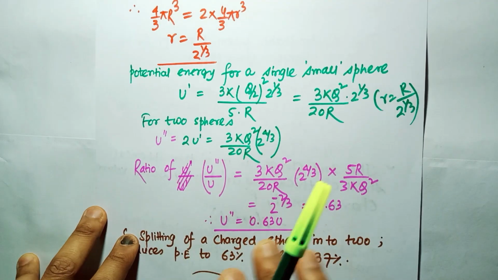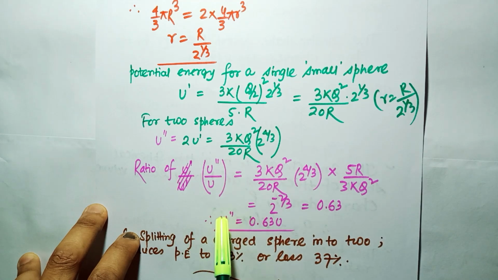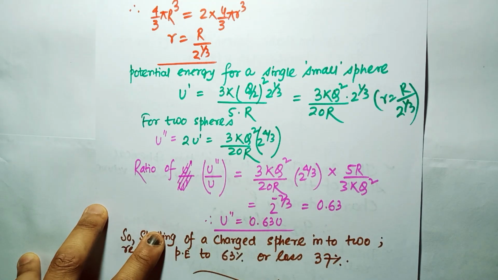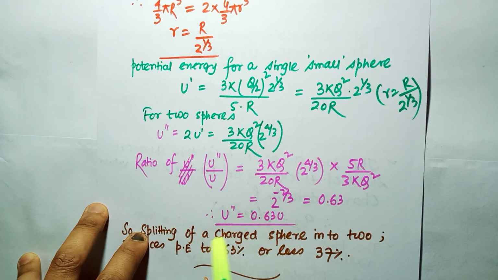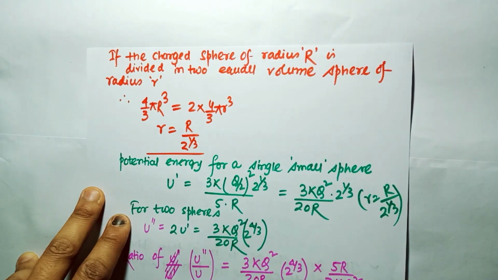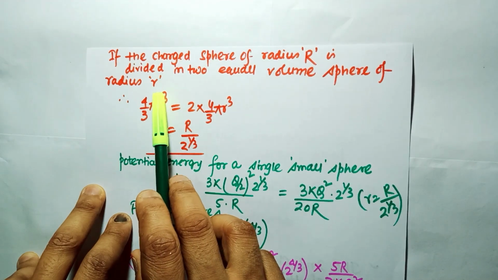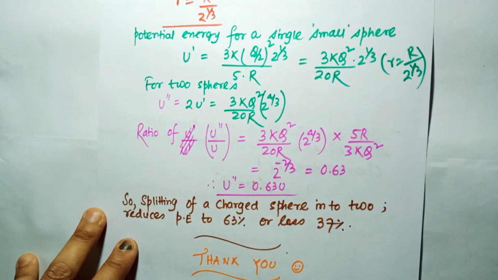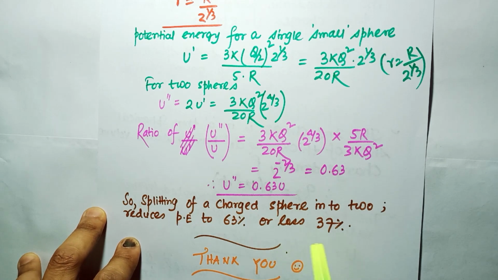So what is the ratio of the new potential energy divided by the old one? U double prime divided by U comes out to be 0.63. So when the sphere is not divided, having the radius of capital R, and when it is divided into two equal volume spheres of radius small r, you can see the splitting of a charged sphere into two reduces the potential energy up to 63%, or we get a loss of potential energy of 37%.